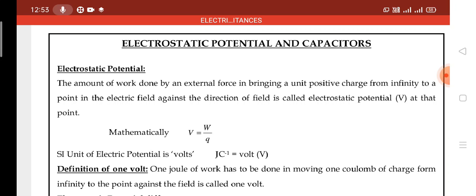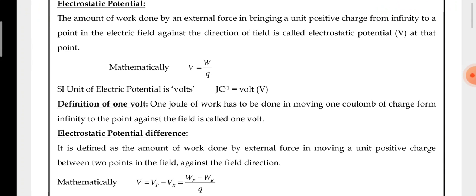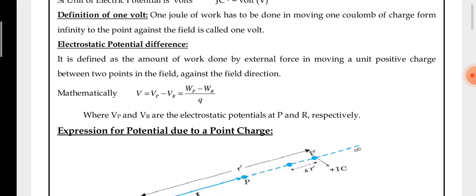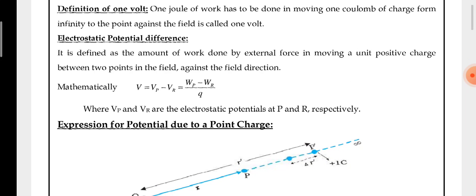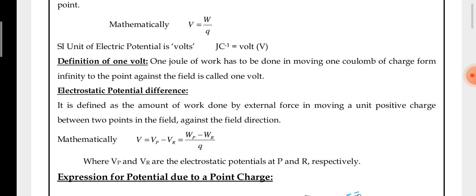Right, let me see here what is the definition of 1 volt. You are observing the formula V is equal to W by Q. When the potential is said to be 1 volt, it means 1 joule of work has to be done in moving 1 coulomb of charge from infinity to the point against the field.